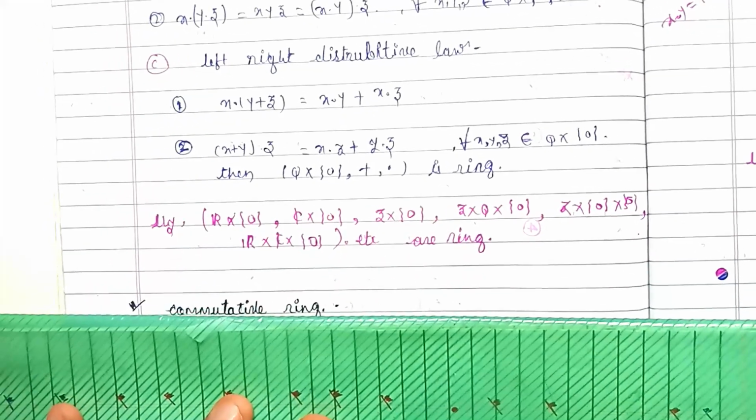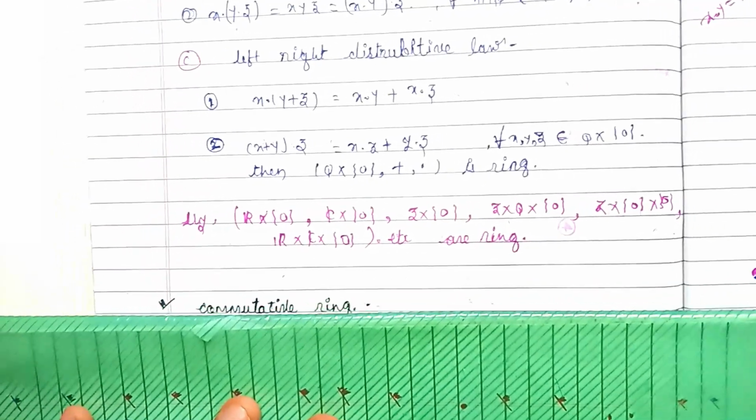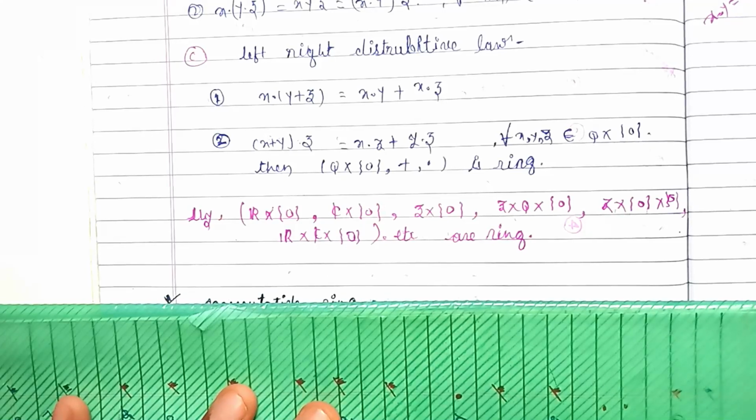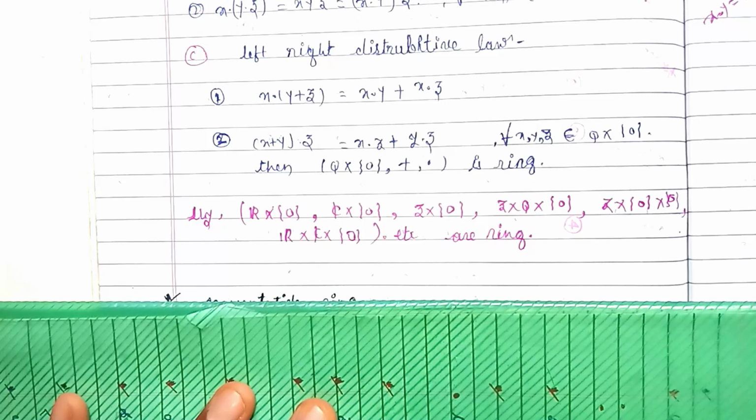So that's it for today's example. In today's example I explained one example from ring theory: how we can prove Q cross singleton 0 under addition and multiplication is a ring. We need to satisfy only three properties. It's quite easy to understand.